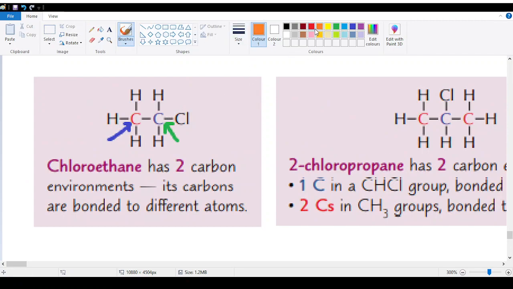Like you can see here, it is joined to a carbon on this side, a hydrogen on the upper side, another hydrogen on the lower side, and a chlorine on this side, right? But if you consider the other carbon atom, the carbon atom on the left side, that is joined with a hydrogen, another hydrogen, another hydrogen, and the carbon on this side, right?